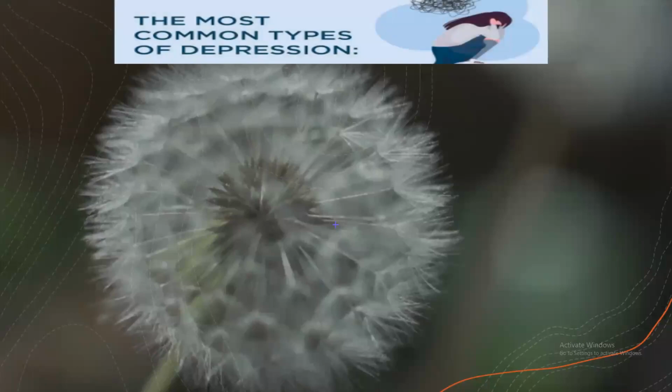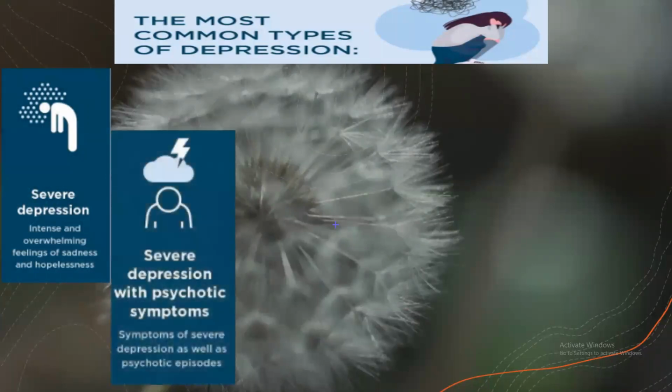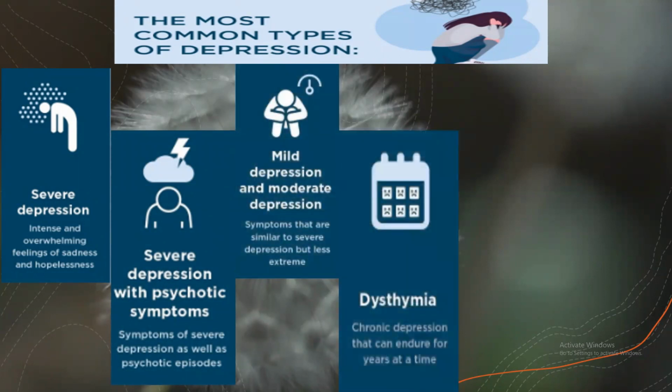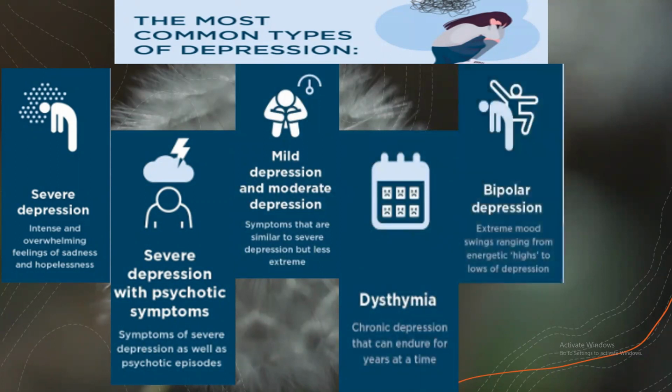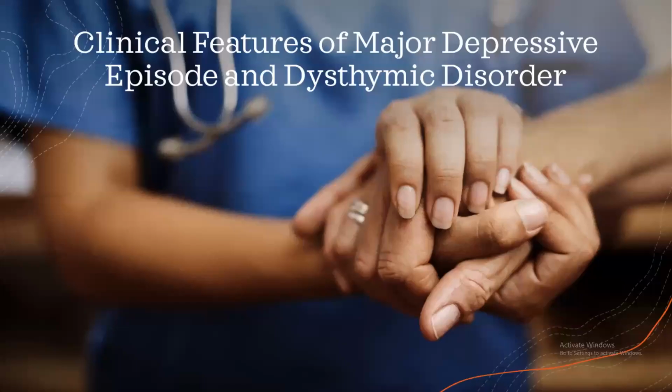So the most common types of depression include severe depression, which is an intense and overwhelming feeling of sadness and hopelessness. Severe depression with psychotic symptoms, the symptoms of severe depression as well as psychotic episodes, and mild depression and moderate depression. Dysthymia, which is a chronic depression that can endure for years at a time. And bipolar depression, extreme mood swings ranging from energetic highs to the lows of depression, and recurrent depressive disorder, which is the repeated episodes of depression that come and go over a period of time.